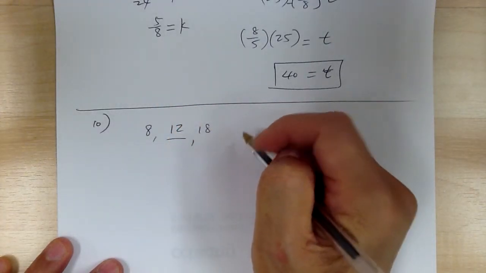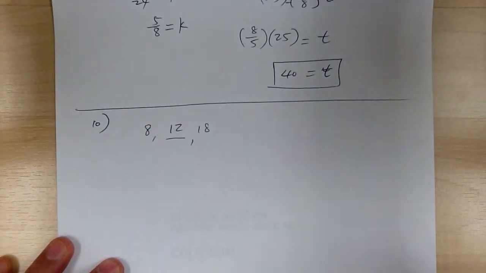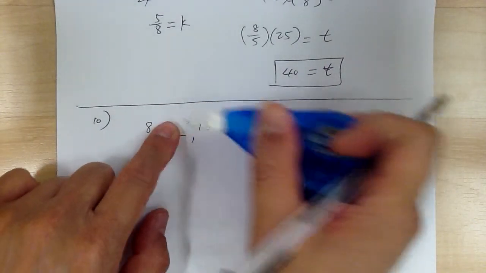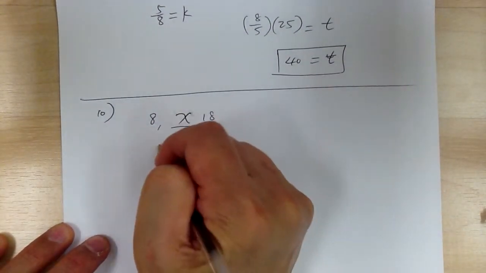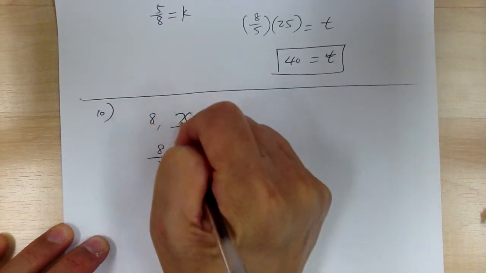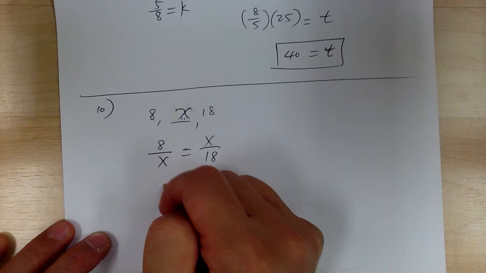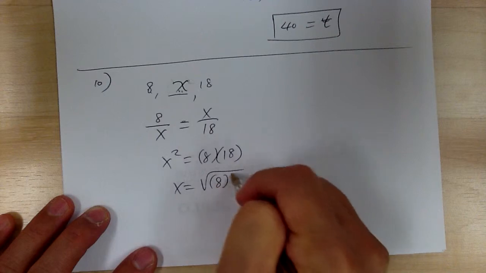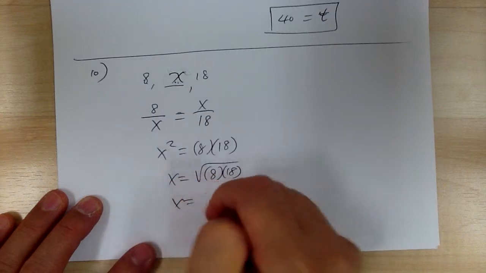The technique they use over here is proportion. Let's say you call this x. Because with geometric mean everything is proportional, you're going to have 8 over x equals x over 18. If you cross multiply, you get x squared equals 8 times 18, and x equals the square root of 8 times 18. That's where it came from. I remember we did this before. And that's how I get x equals 12.